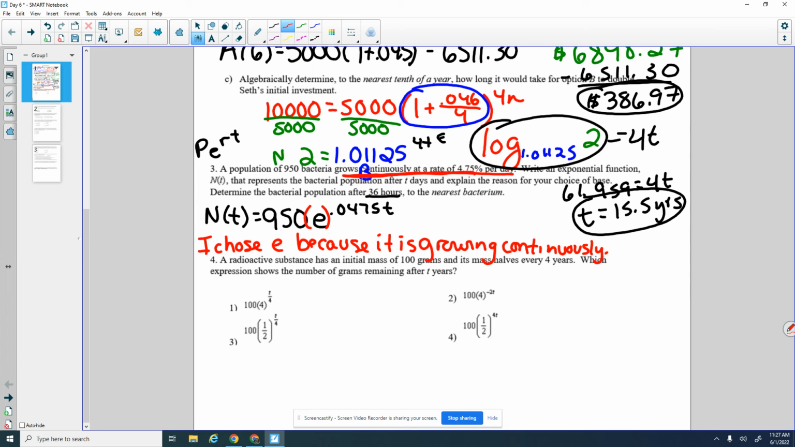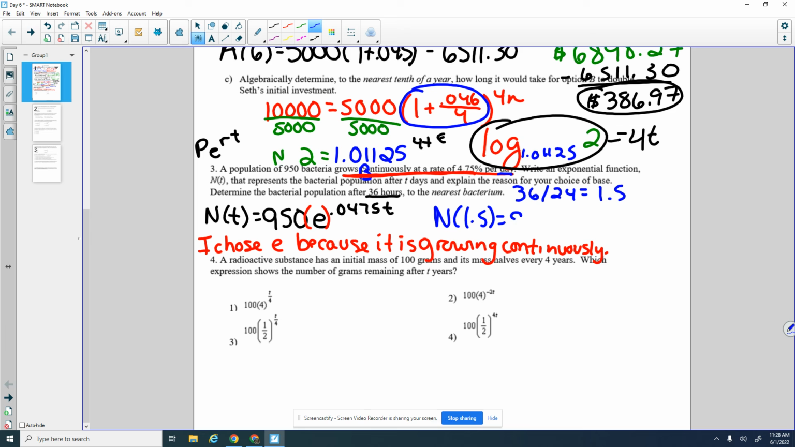Now to evaluate the problem, I'm going to erase this part here. Now we want to know how much there will be after 36 hours. Now our time is measured in days. So when we plug in 36 hours, 36 divided by 24, that would be 1 day, is 1.5. So we're plugging in 1.5 days. So N of 1.5 equals 950 e to the 0.0475 times 1.5. Okay, so when I type that in, that is going to give me to the nearest bacterium 1020.